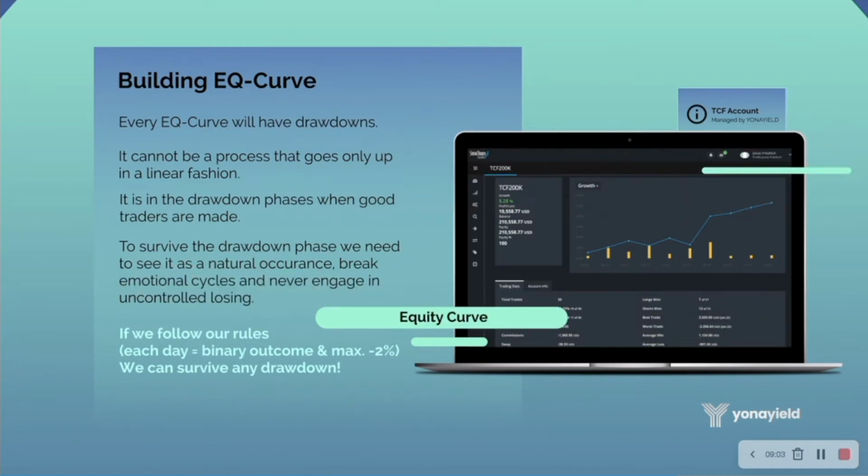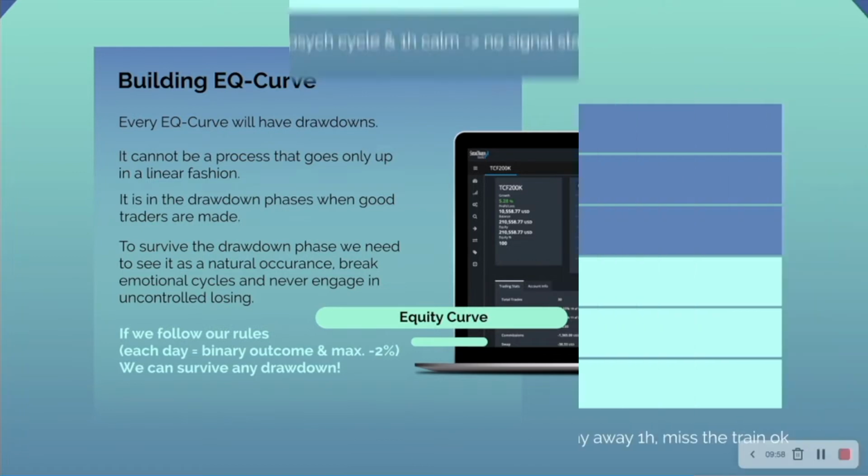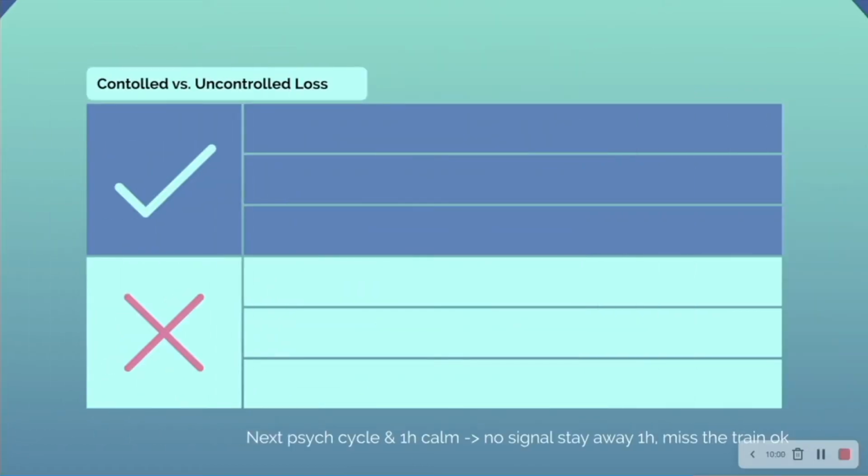So if we do all of this, then important, and this you need to know, we can survive any drawdown. Any drawdown, we can survive it if we just behave ourselves. Trading is basically just a behavioral thing, right? It's just adequate, right? I mean, if you eat in a 5-star restaurant, you're also going to behave yourself. It's the same in trading. If you can behave yourself, you will have a success. That's all it is. All right, then let's look here in the next chart, controlled versus uncontrolled loss.